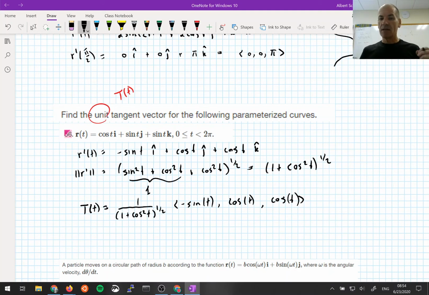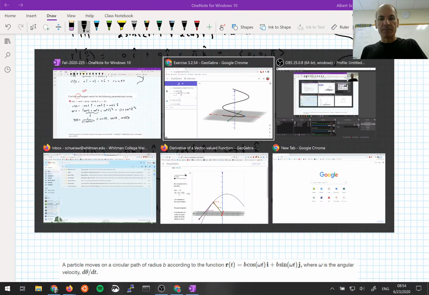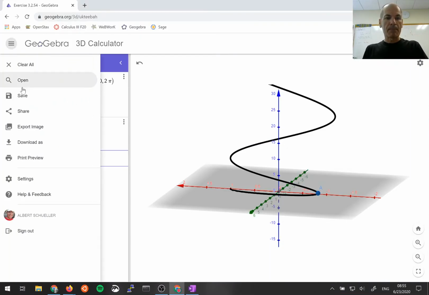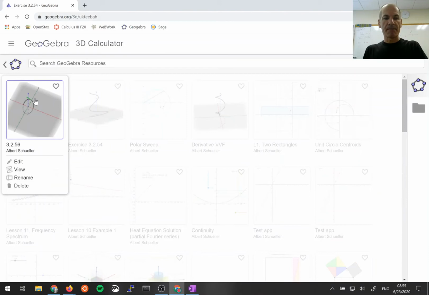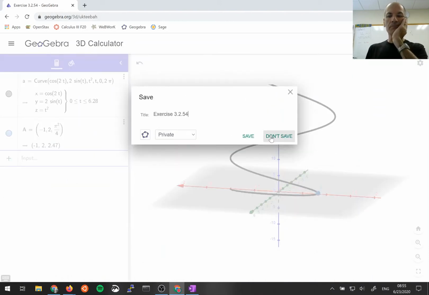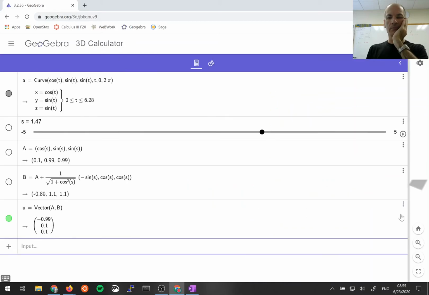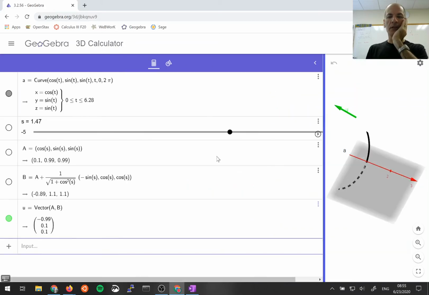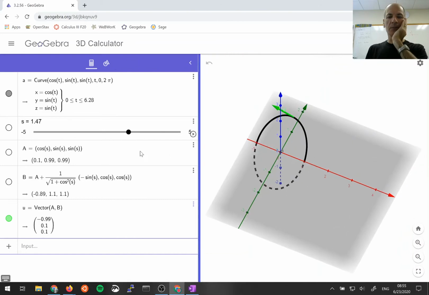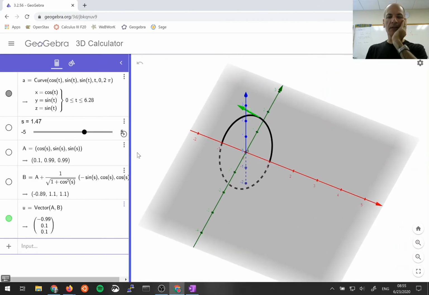This gives me a unit vector that is always tangent to the curve for any t values, and in fact the t values here are limited between 0 and 2 pi, but for any t values for which this function is differentiable. Let's look at GeoGebra on this one. So I've done a little bit more work here. This is a little bit more complicated.